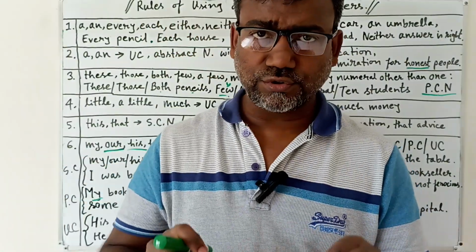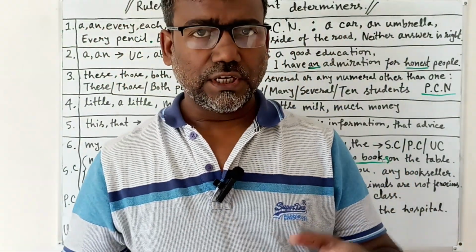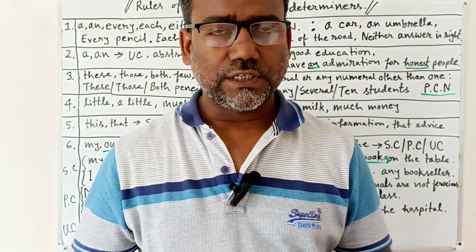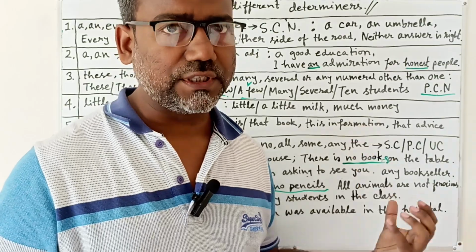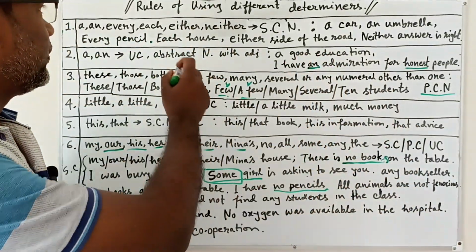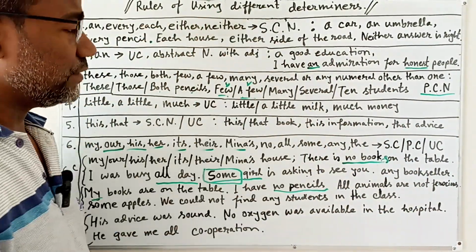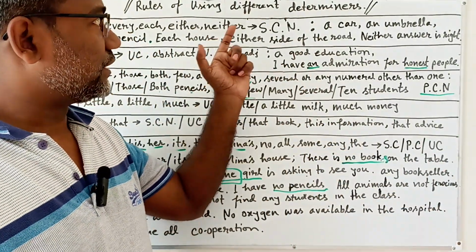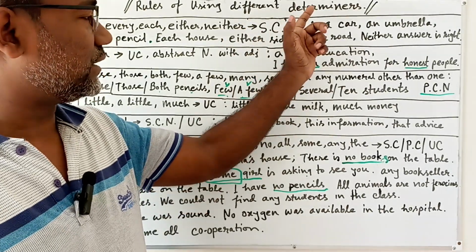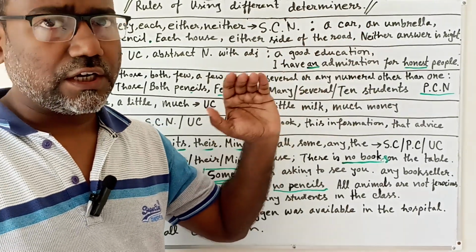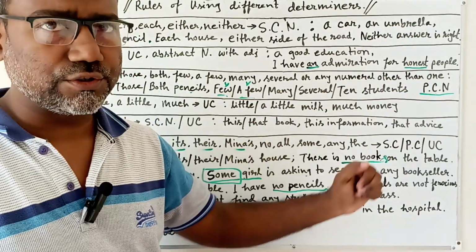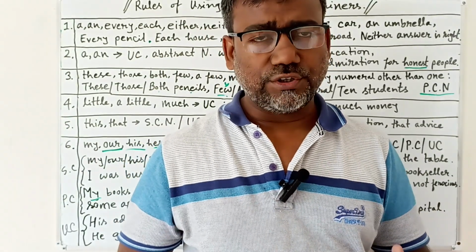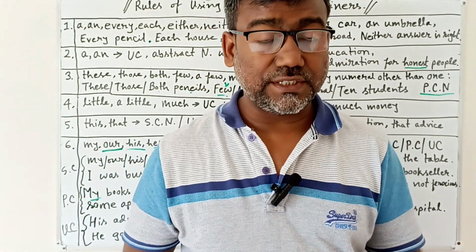You may go to the description box and study. I have given the written form of this lesson very clearly. I hope you have enjoyed the video, and these are very interesting and very important rules of using different determiners, because when you start a sentence you have to identify the determiners and correct form of nouns, singular, countable or uncountable. So this is very important. You have to understand it, you have to realize it, and you have to practice it.